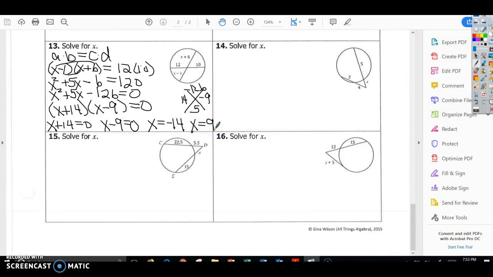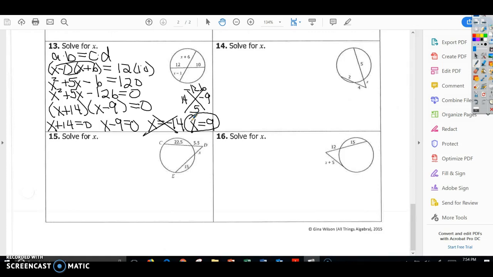Now, we're talking about the distance of a line segment. So the distance can't be negative. So you wonder why we have two x's. We don't. We only have one x. And it's going to be the positive value. Each time, it's going to be the positive value. Okay? So just kind of be aware of that.